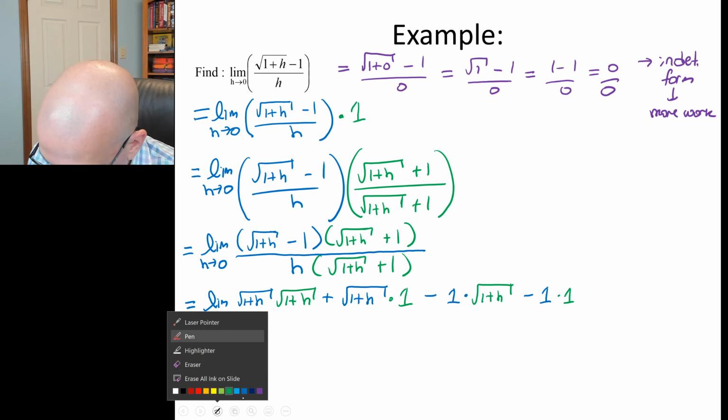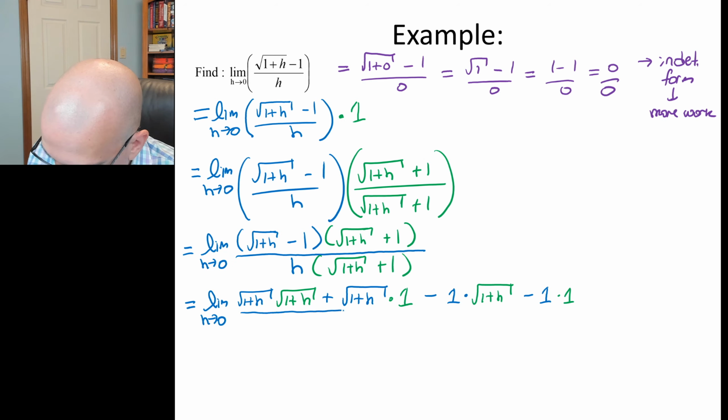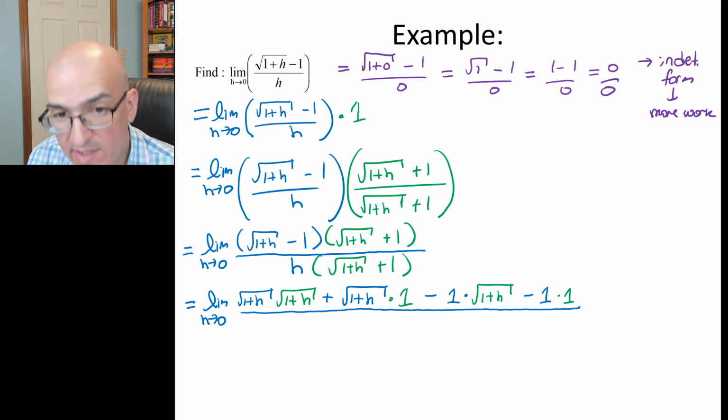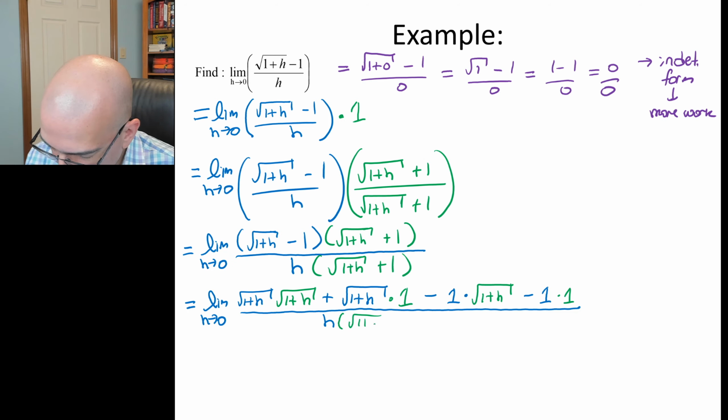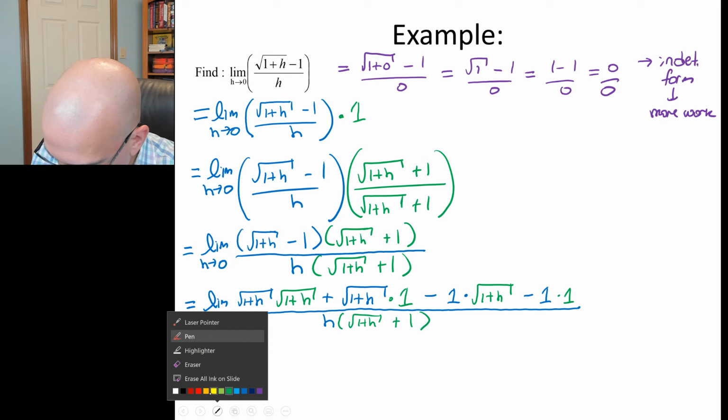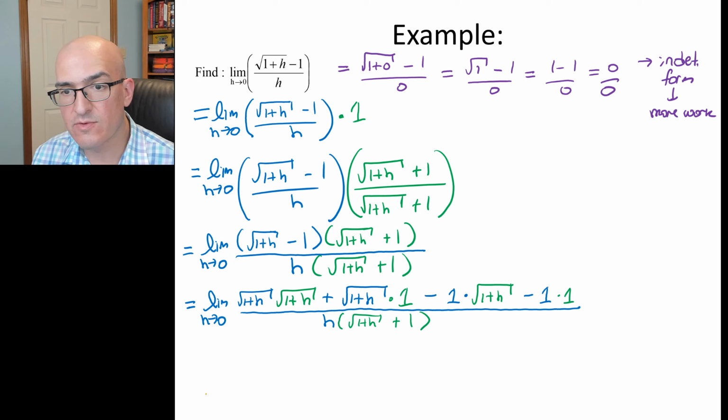And then the bottom, I recommend not expanding that out, just leaving it as h multiplied by that bracket. Right, now notice that those two middle terms on top cancel. I have a root of 1 plus h, and minus the root of 1 plus h, so that's going to cancel with that.